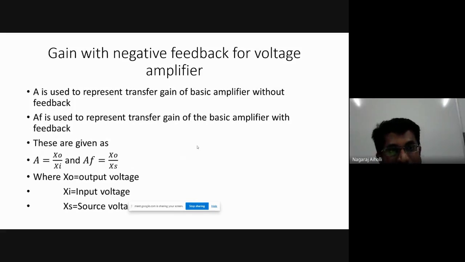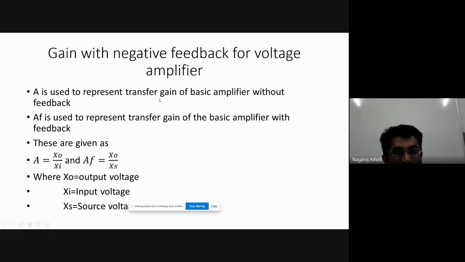Next, let us derive the gain with negative feedback for a voltage amplifier. This is all the fundamental which is required, right? In the examination, they are asking these derivations, right? Derive the equation for the gain of the negative feedback voltage amplifier.